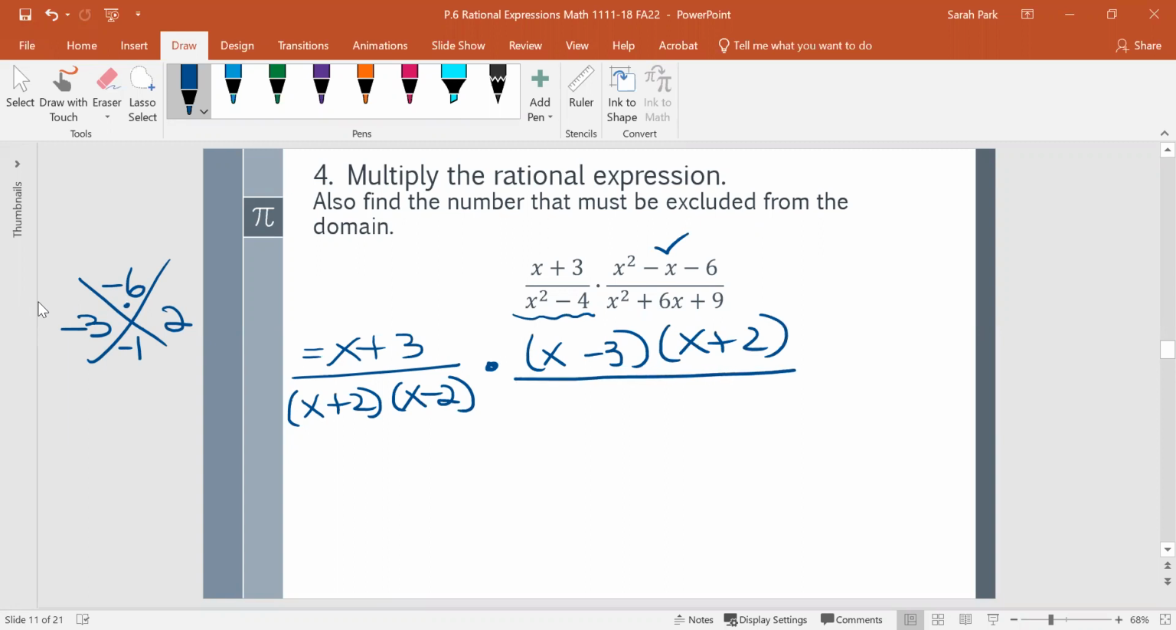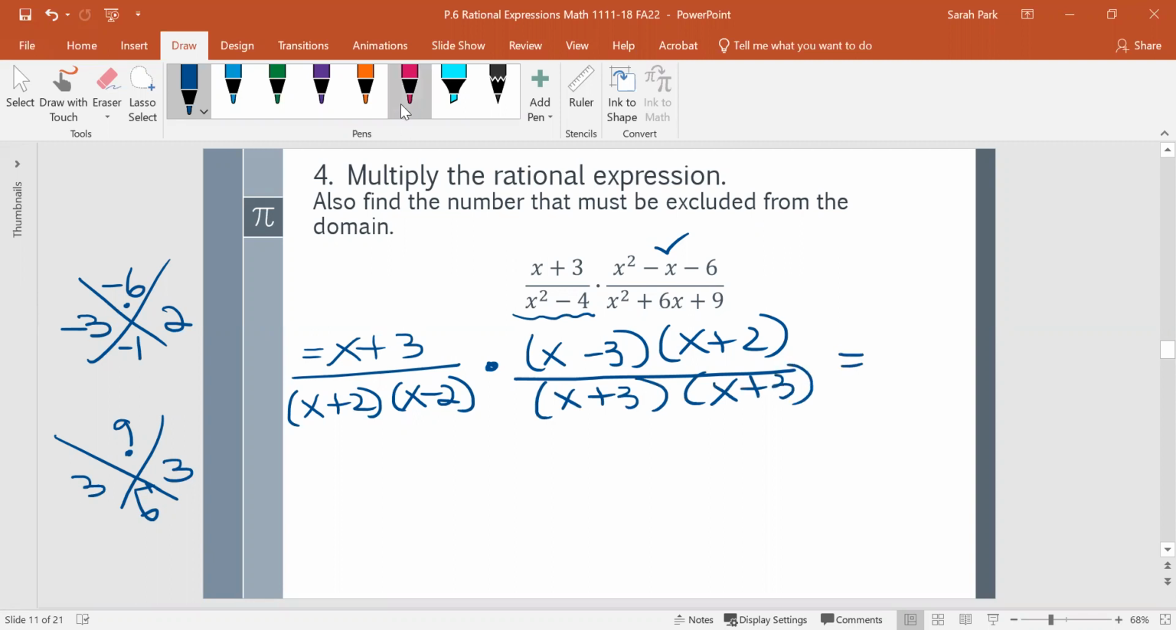And now let's factor x squared plus 6x plus 9. What times what is 9 but adds to 6? That's going to be 3 and 3. So this denominator part factors as x plus 3, x plus 3. Okay, let's cancel out any common terms.